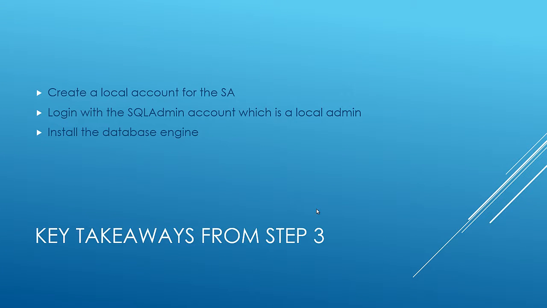So in step 3, we got the SQL database installed. We haven't gone in and added the login yet for the SharePoint installer account. We'll do that when we get to install SharePoint. We did create a local account for the SA for SQL, and we also gave the SQL admin account SA as well in the instance. Now, you want to make sure that SQL admin account is a local admin before you start to try and do the installation. And then basically just install the database engine. After you're done with that, proceed to step 4.